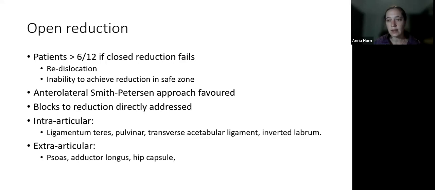So the blocks to reduction, like Dane mentioned, there are intra-articular and extra-articular blocks, and all of these have to be addressed systematically in order to ensure success. The extra-articular ones are the psoas, the adductor longus, and the hip capsule itself. And then the intra-articular ones are the ligamentum teres, the pulvinar, which is the fibrous fatty tissue that's in the acetabulum because the femoral head isn't there, the transverse acetabular ligament that's contracted, and the inverted labrum that's in the proximal part of the femur.